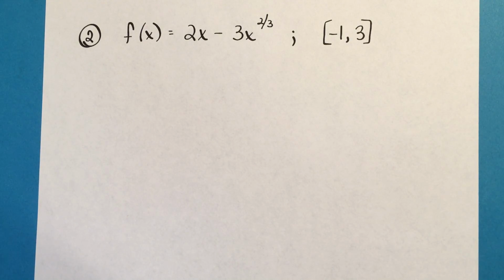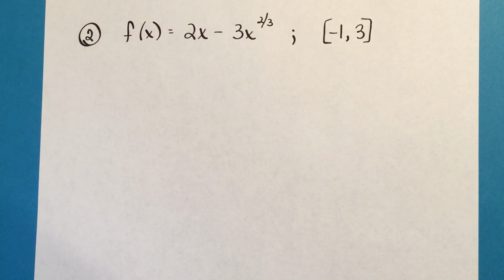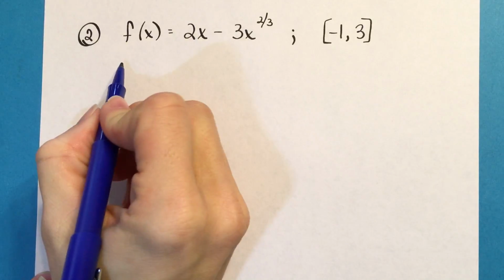Okay, this time we have f of x is equal to 2x minus 3x to the 2/3 power, and our closed interval is going to be from -1 to 3. So to be able to find these critical numbers, you've got to have your derivative first of all.